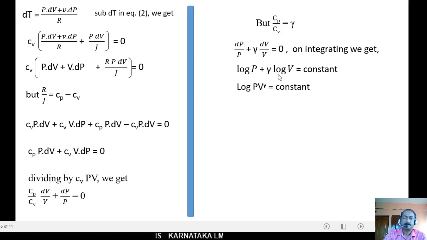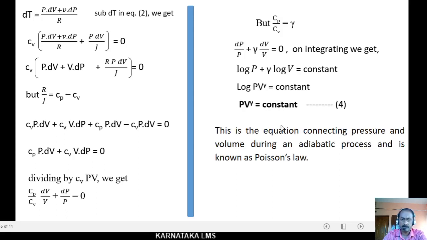Here it is in the form of log of A plus B form. Therefore, log of P into V raised to gamma is equal to constant. Here gamma into log V means V to the power of gamma. This equation becomes log PV raised to gamma equals constant. Therefore, finally it becomes P V to the power of gamma is equal to constant. That is equation 4. This is the equation connecting pressure and volume during an adiabatic process and is known as Poisson's law also.